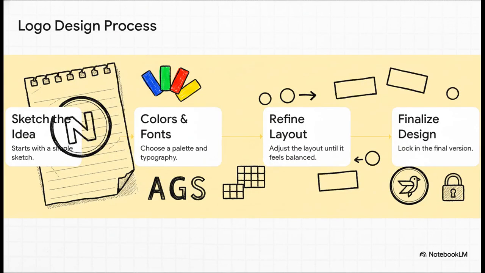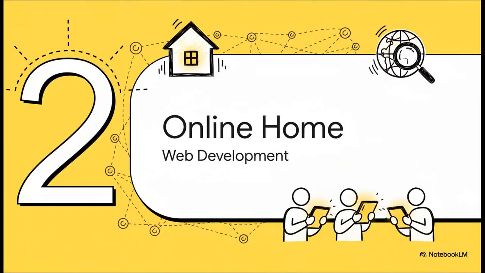So let's put this into practice and design a logo for our project. We'd start with just a rough sketch, right? Just to get the basic concept down. Then we pick our colors and fonts to match the project's personality. Is it fun? Is it serious? From there, we tweak the layout to make sure it's balanced and clear. And finally, boom, we've finalized the design. Just like that, in 4 simple steps, our idea has its own unique signature. Awesome. So our project officially has a look.